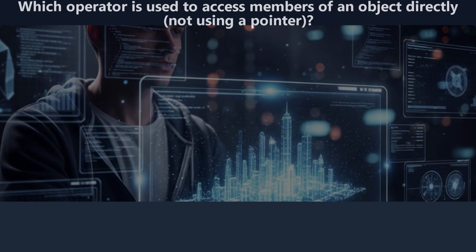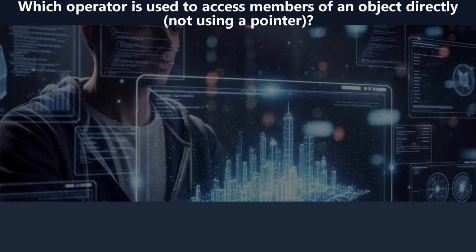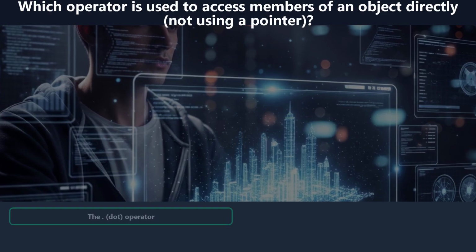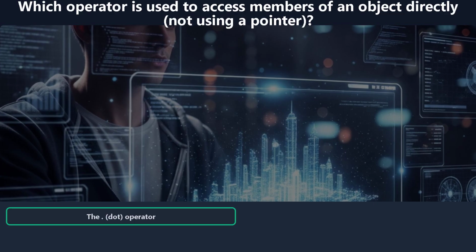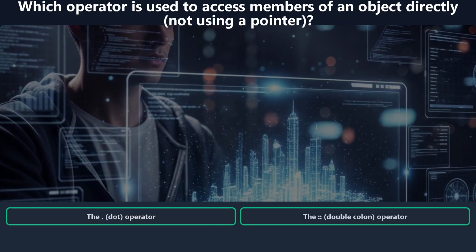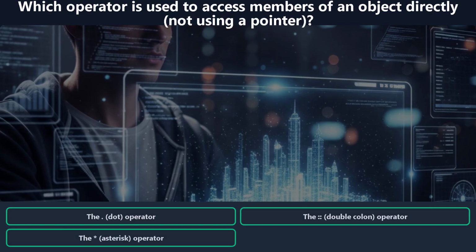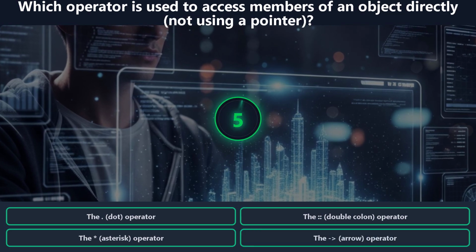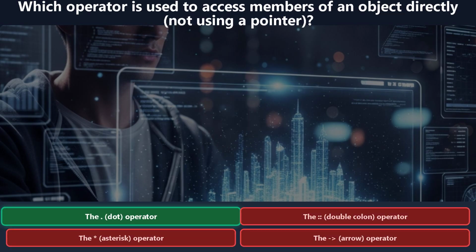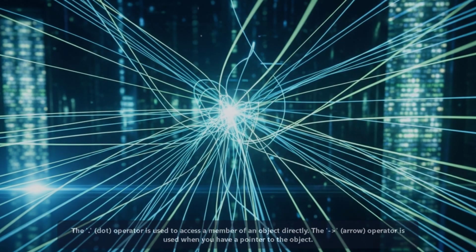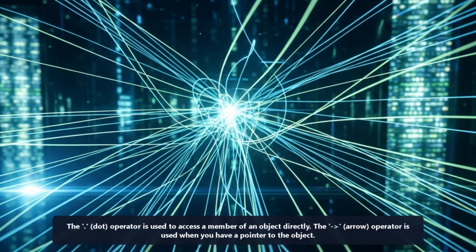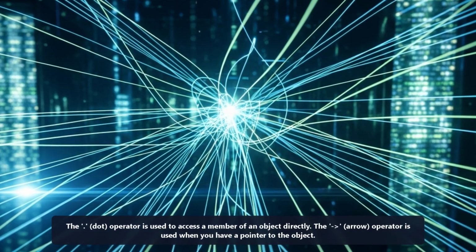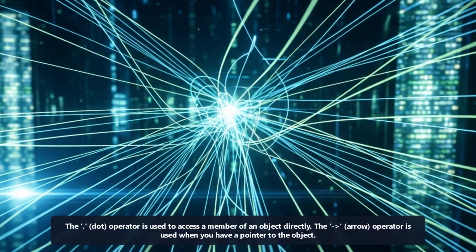Which operator is used to access members of an object directly, not using a pointer? The dot operator. The double colon operator. The asterisk operator. The dash arrow operator. The dot operator. The dot operator is used to access a member of an object directly. The dash arrow operator is used when you have a pointer to the object.